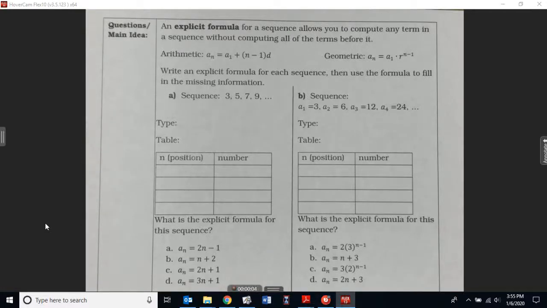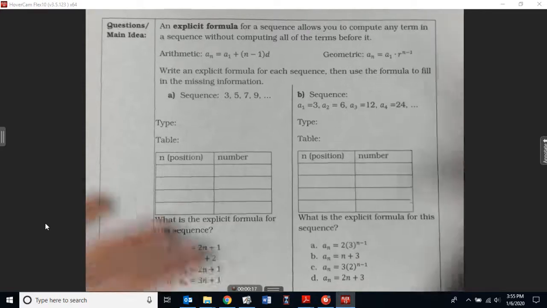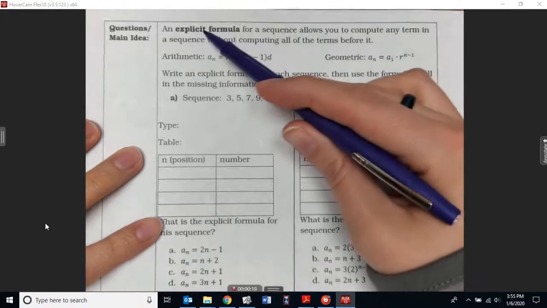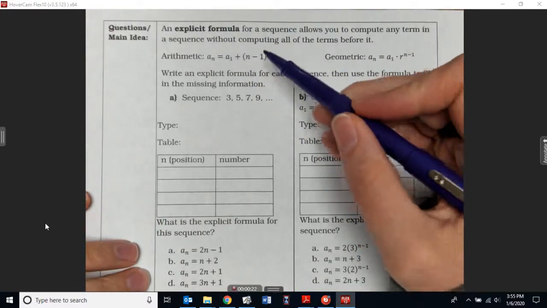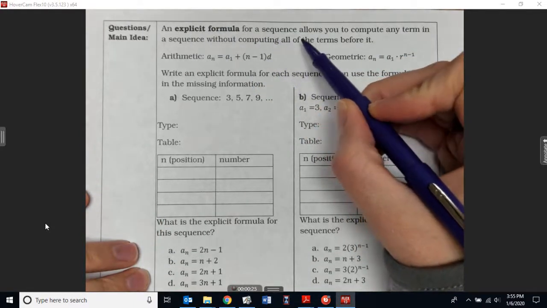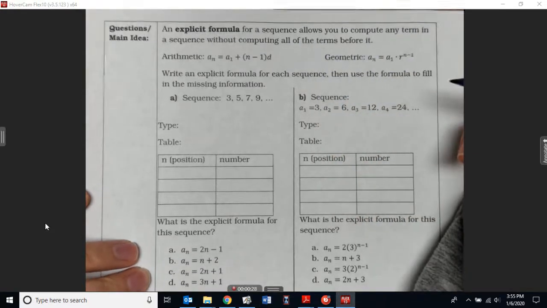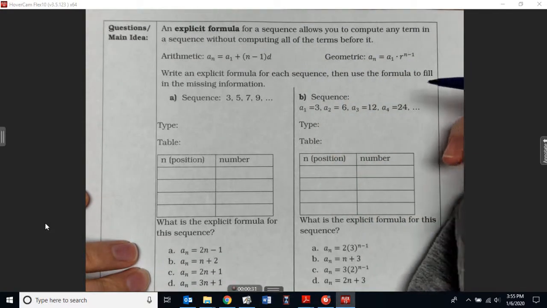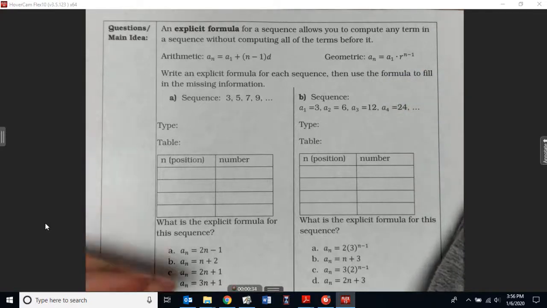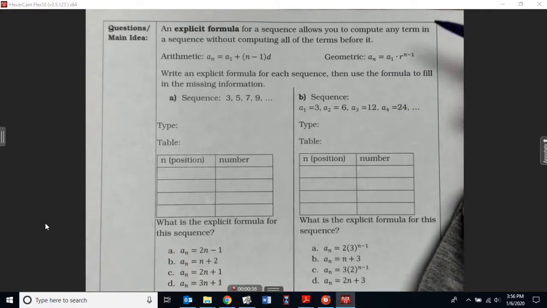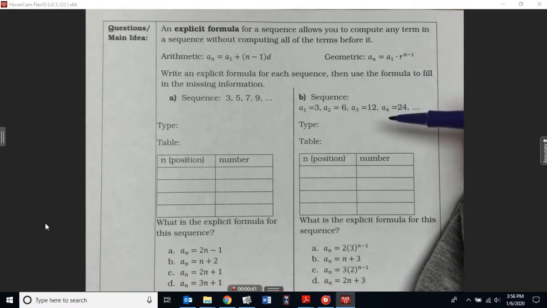Okay, if I am looking at sequences and I'm asked for the 100th term, I'm going to have to write out all of the terms before it to figure out the 100th term. However, we can use what's called an explicit formula. You might never really see that word later on, but it's a formula that allows you to compute any term in the sequence without actually figuring out all 99 terms before you get to term 100. And so basically it just means that we're going to write an equation from our sequence.